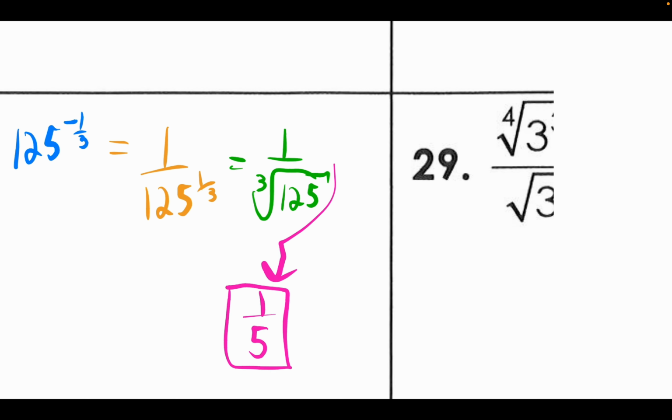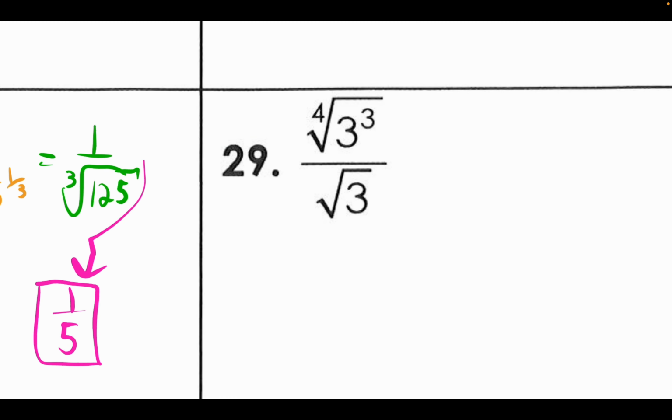Last problem today, 4th root of 3 cubed over square root of 3. Well, we saw problems like this before in 7.2. So what do we do? We turn these into exponents. That's how we solve these, because currently we can't just divide 3 and 3. We can't subtract exponents. Why is that? Because these are different indexes.